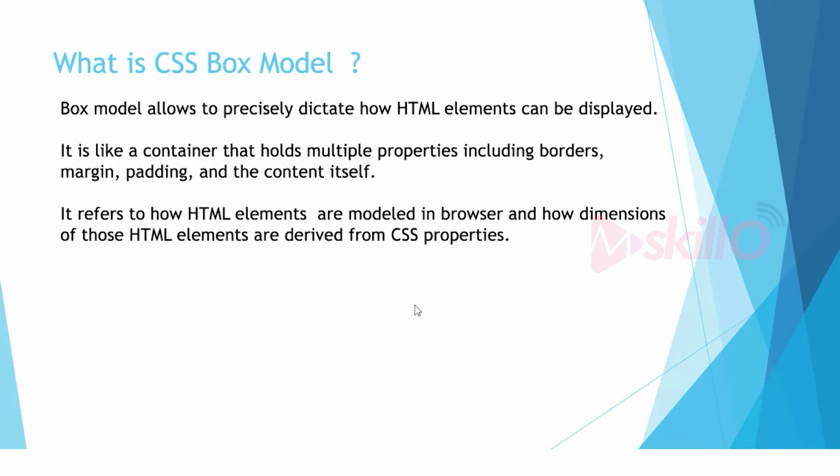Let's get started with what is CSS box model. The box model allows us to precisely describe or dictate how HTML elements can be displayed on the web page. It's like a container that holds multiple properties, including margin, padding, borders, and the content itself. It also refers to how HTML elements are modeled in the browser and how dimensions of those HTML elements are derived from the CSS properties. Let's hop to the Atom text editor and check out the example for CSS box model.